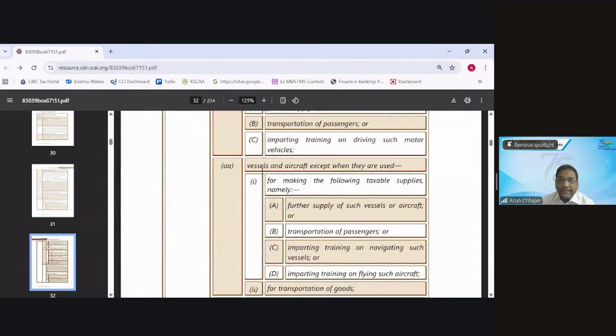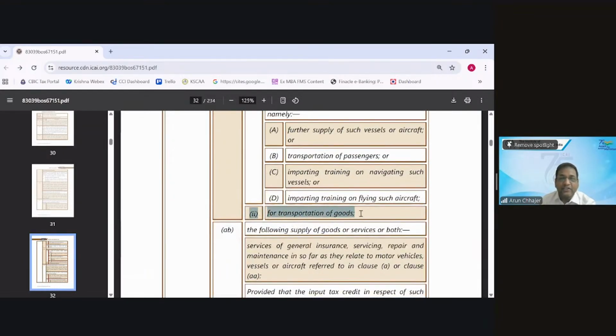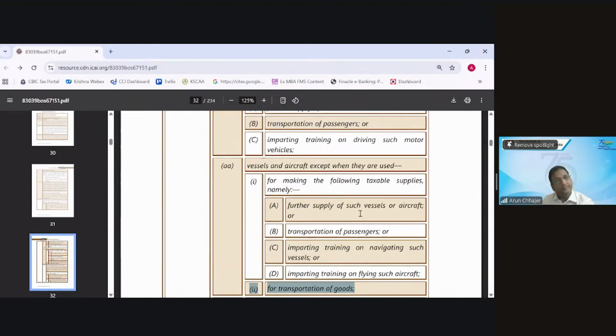Might be they can use this clause also: vessel and aircraft used for the transportation of person. If this is the wording, then again I can say there was no requirement for this clause. I hope it is clear to all. Now coming.